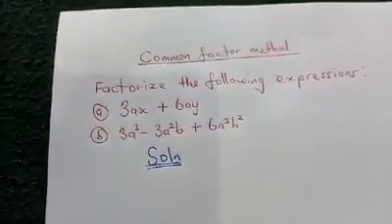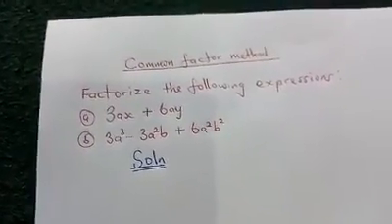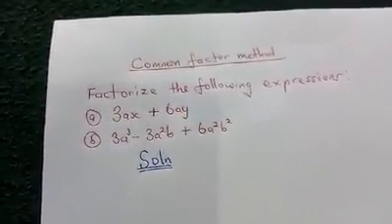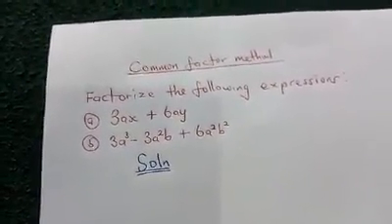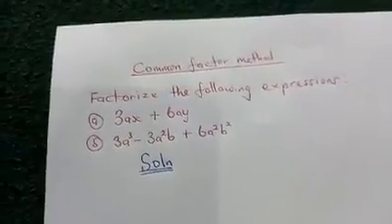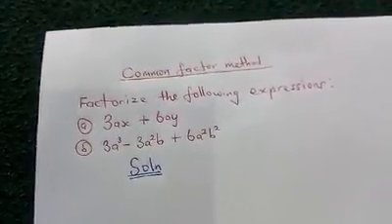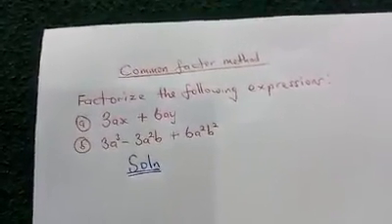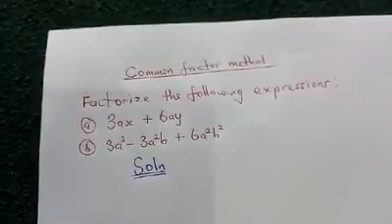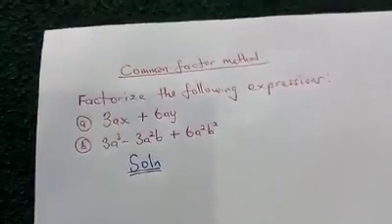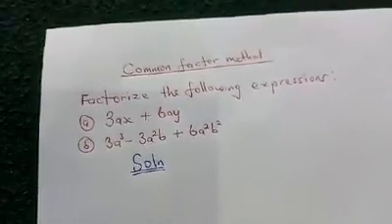Okay, welcome once again. So we are going to be learning how to factorize some expressions using the common factor method. And so we have these two examples we are going to be looking at. The first one is 3ax plus 6ay. And then the second one is 3a cubed minus 3a squared b plus 6a squared b squared.